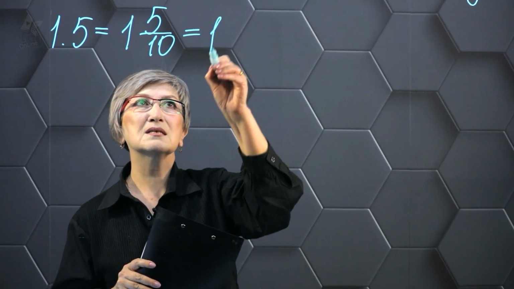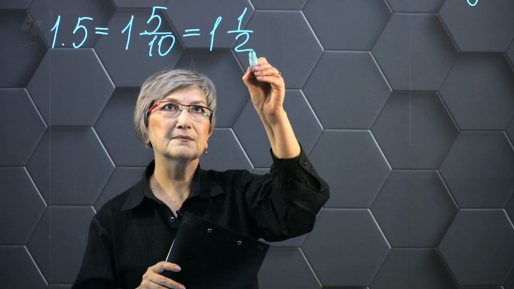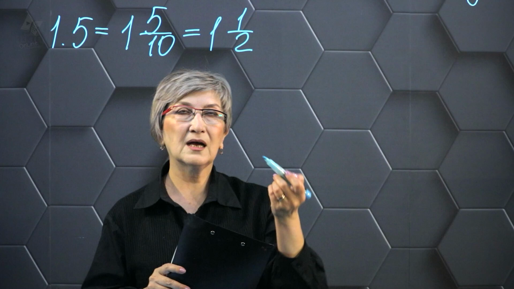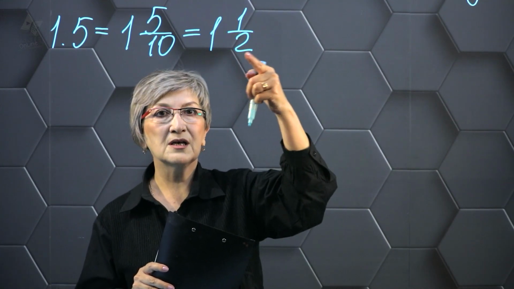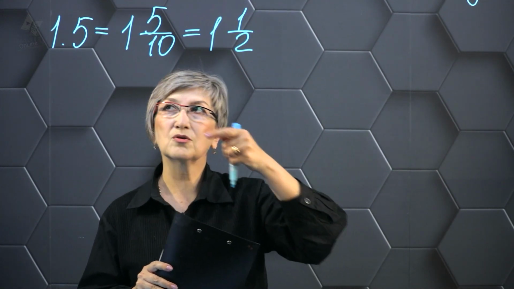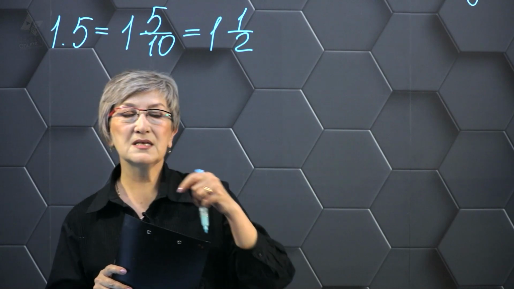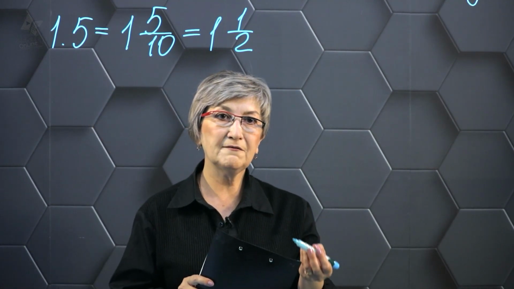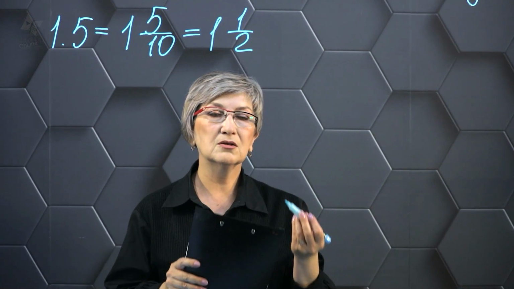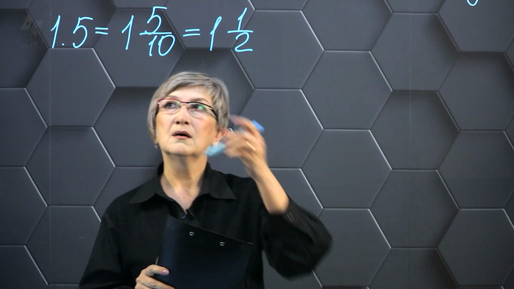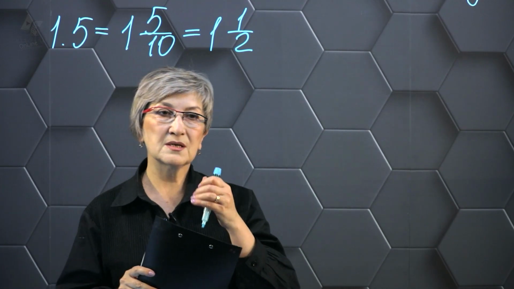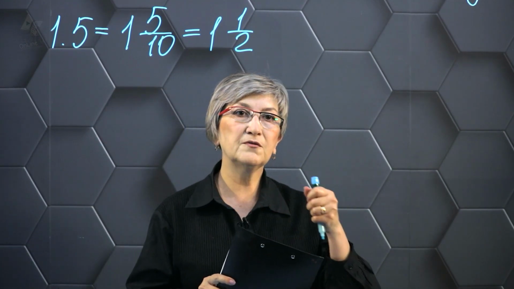Or 1 and 1/2. 1 and 1/2 is a mixed number, a fractional number. And 1.5 is writing that number as a decimal. But we can't always write a fractional number as a decimal.